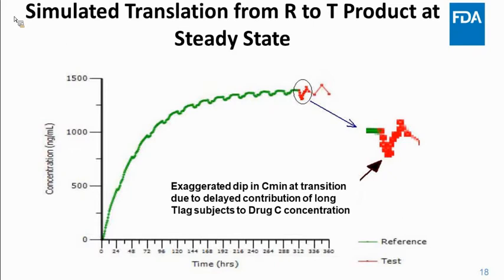So this concern was tested using a simulation approach. This raises a concern that a subgroup of patients may not have therapeutic equivalence due to the drop of the drug C concentration at the transition from reference product to the test product. It may lead to a threat of seizure breakthrough due to this drop of the drug C concentration.